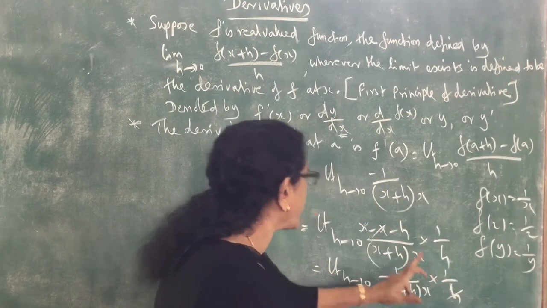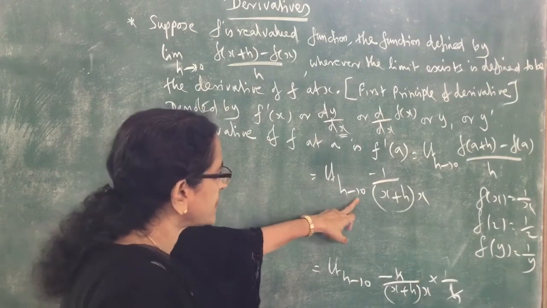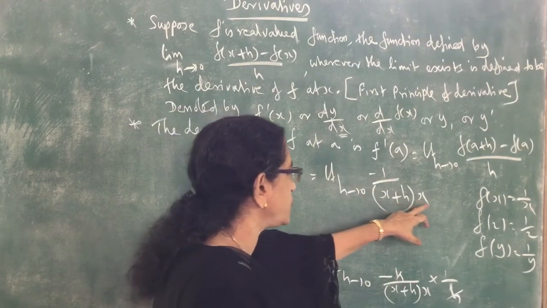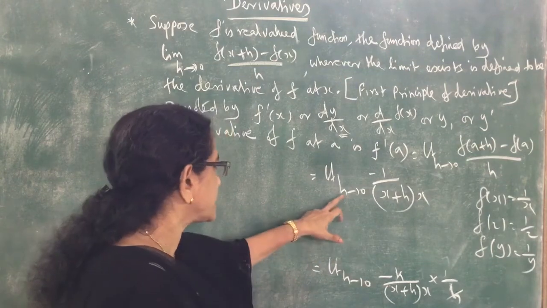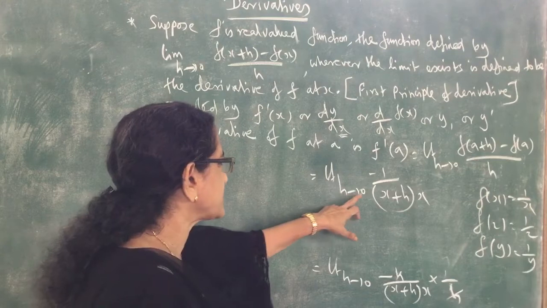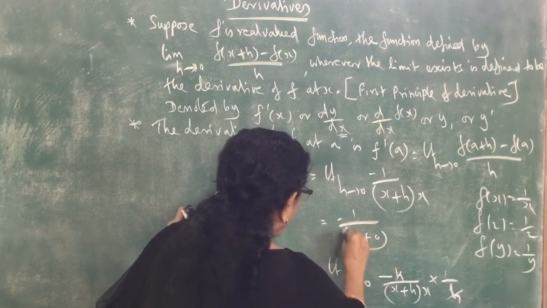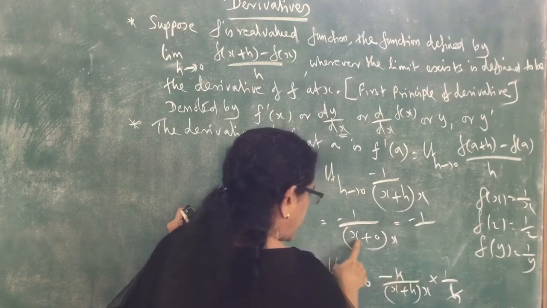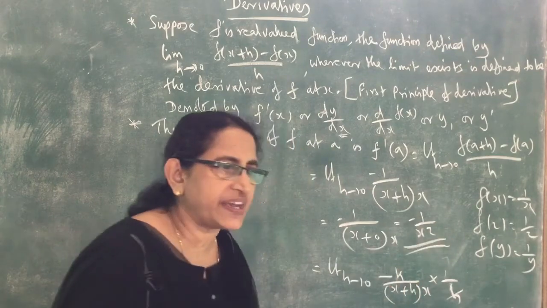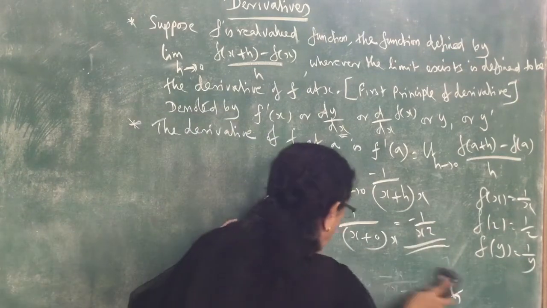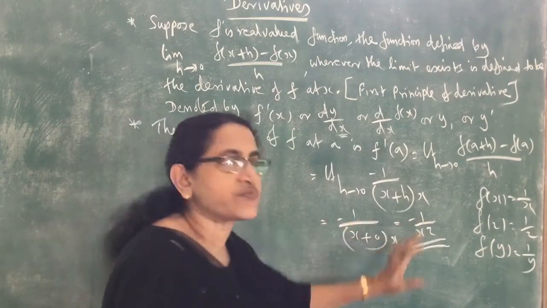Now we can apply the limit. So when we apply the limit h tends to 0 to minus 1 by x plus h into x, h tends to 0 means when we evaluate the limit, we substitute h equal to 0. So we get minus 1 by x plus 0 into x. That is minus 1 by x plus 0, which is x, into x, x square. So the derivative of 1 by x is equal to minus 1 by x square.